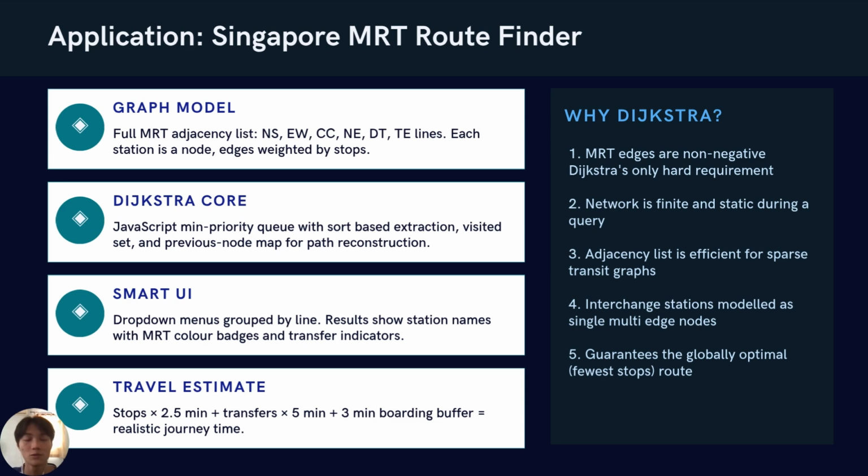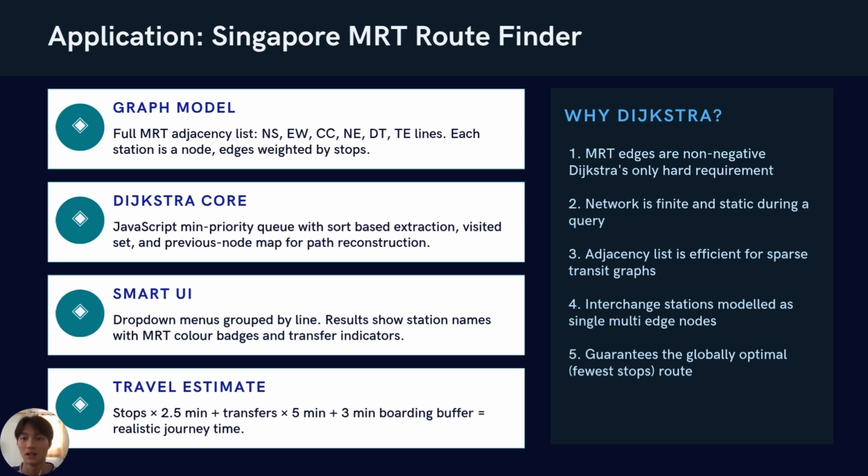The application models the full Singapore MRT network as a weighted graph with an adjacency list covering the North-South, East-West, Circle Line, North-East Line, Downtown Line, and the Thomson-East Coast lines. The Dijkstra core is implemented in JavaScript using a sort-based priority queue, a visited set to prevent reprocessing, and a previous node map for path reconstruction.